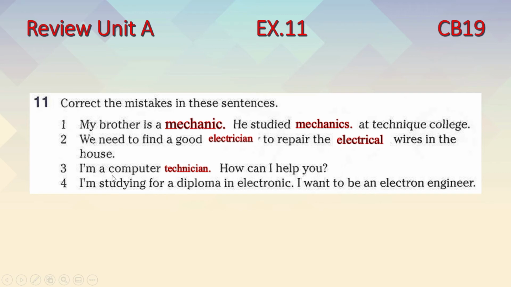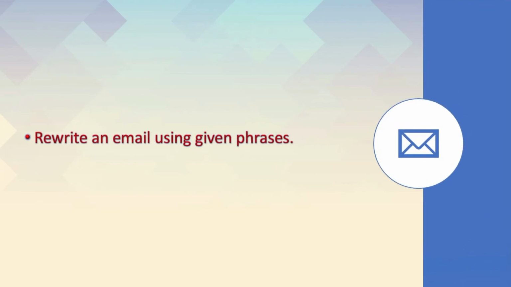And the last one, I'm studying for a diploma. Studying here means we're looking for a college subject. But here we have electronic. So we need to replace this with a college subject, which is electronics. I want to be an electron engineer. We need an adjective. So I want to be an electrical engineer. Very good.